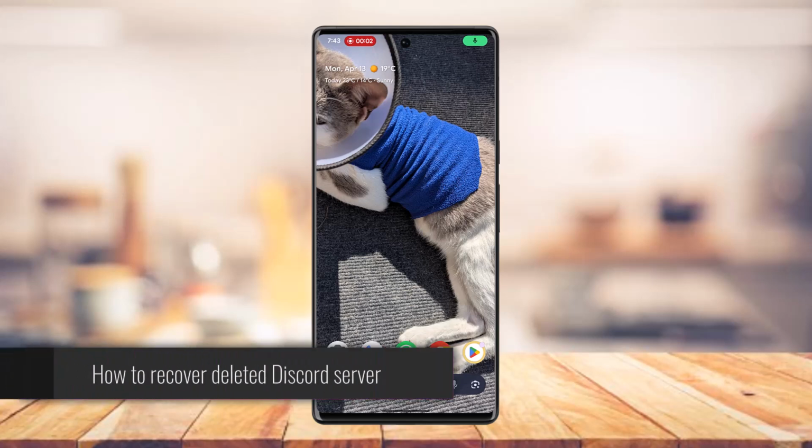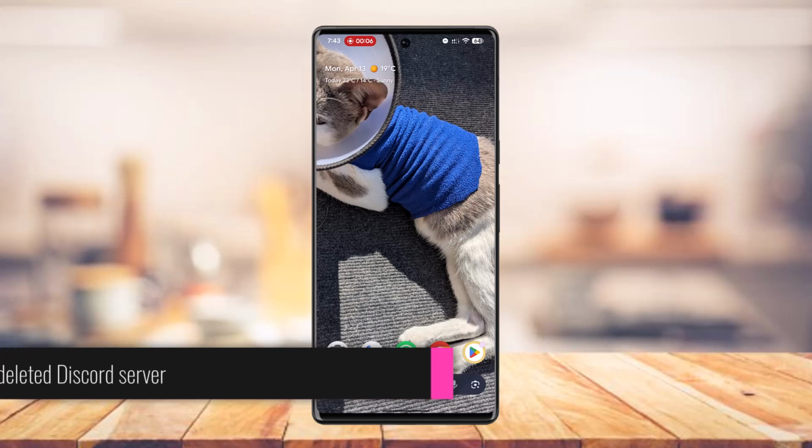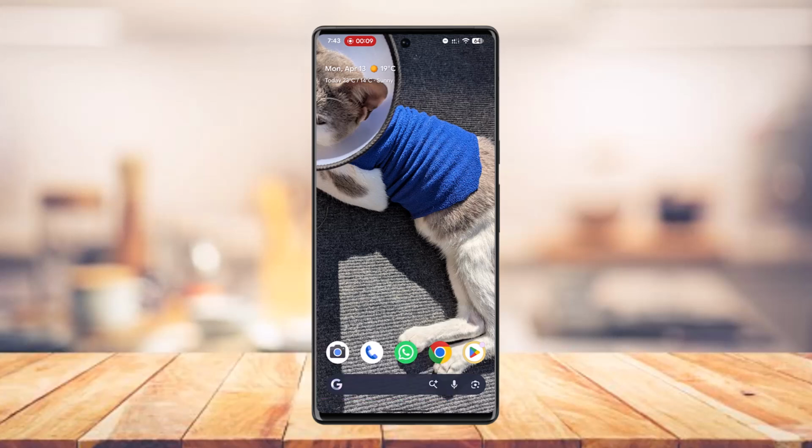How to recover a deleted Discord server. In most cases, once a Discord server is manually deleted by the owner, it is permanently gone and cannot be recovered. However, there are a few specific scenarios and workarounds depending on how the deletion happened.